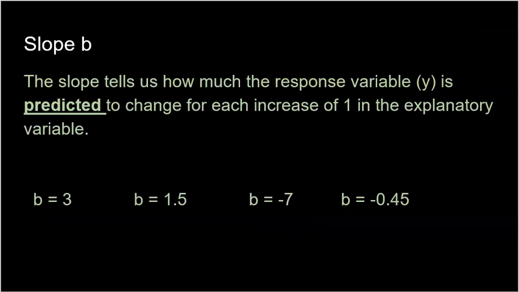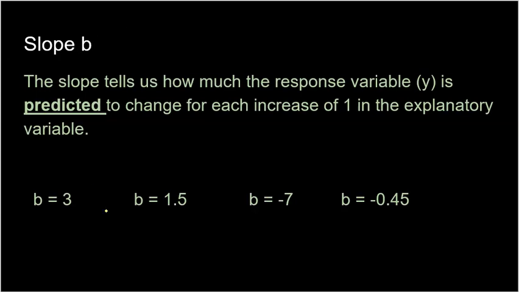All right, so let's go over slope one more time, a little slower. The slope tells us how much the response variable y is predicted to change for each increase of 1 in the explanatory variable. The key word there is predicted. Remember, we're never going to say that x will make y change. It's just a prediction.